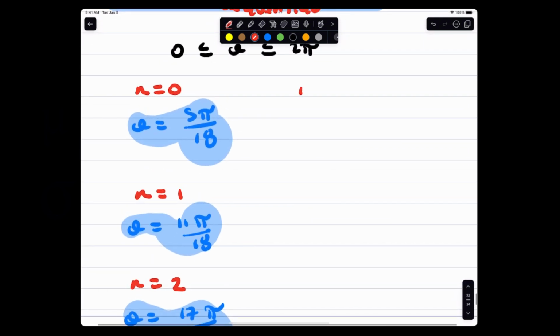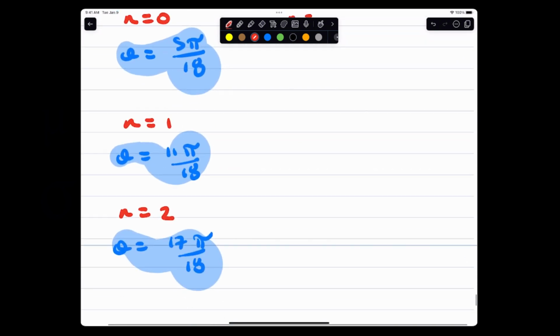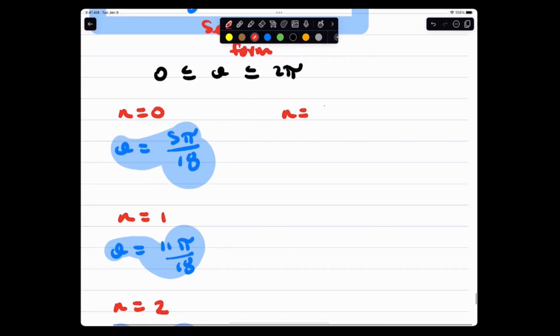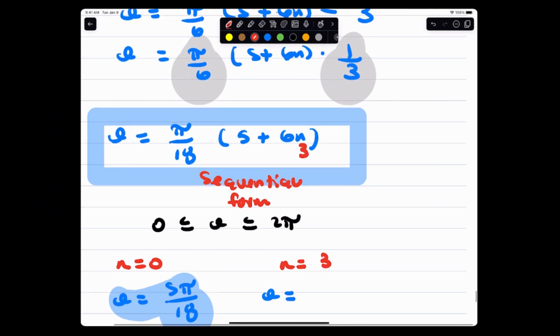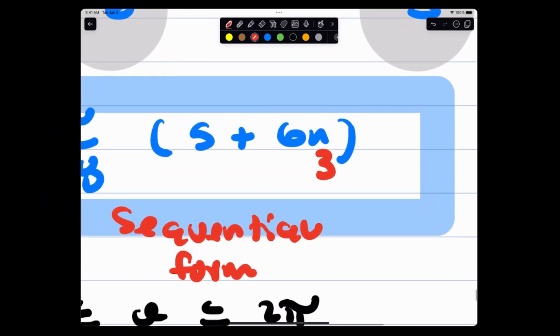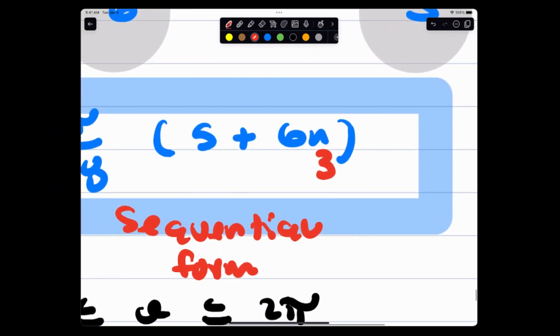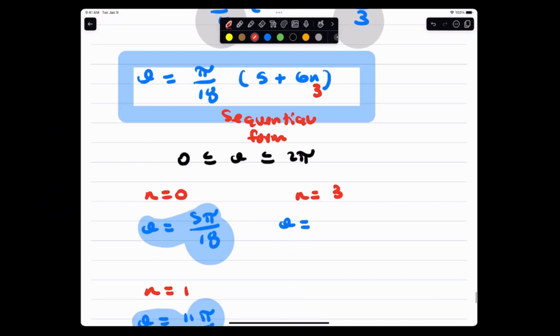And then now, what's the next value for n? You say n will be what? N is 3. All right. So theta is going to be now, plug in 3 here. Do your arithmetic. What's 6 times 3 now? Is that 18? What's 18 plus 5? So it's 23 pi over 18.